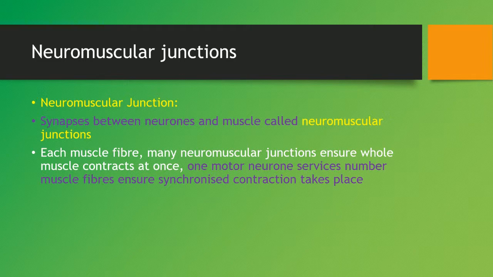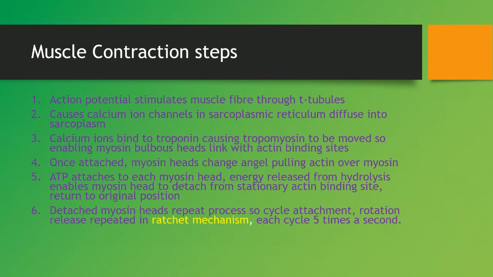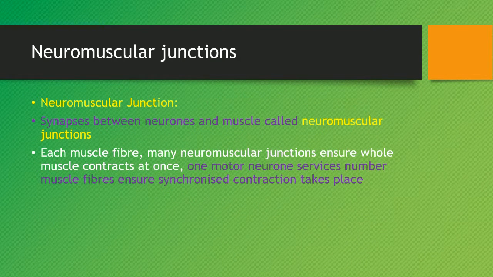So neuromuscular junctions is just what happens at point 1 there, where an action potential stimulates the muscle fiber through T tubules. It's just before this. So for an action potential to be stimulated, we need to know about this neuromuscular junction. It's different from a neurotransmitter junction.